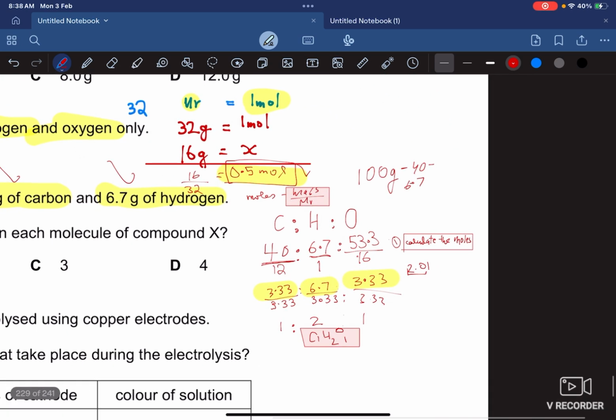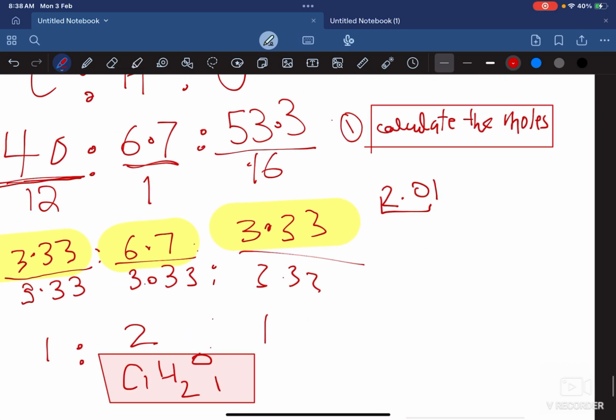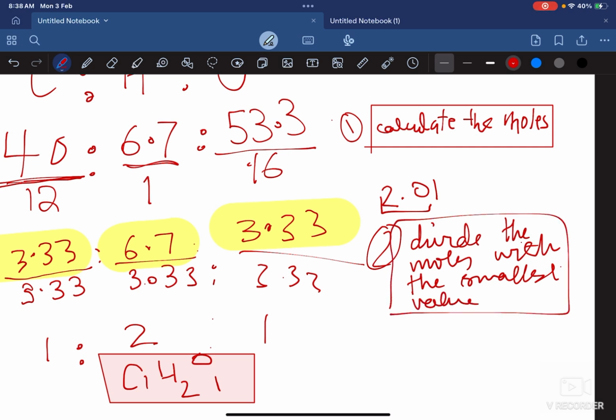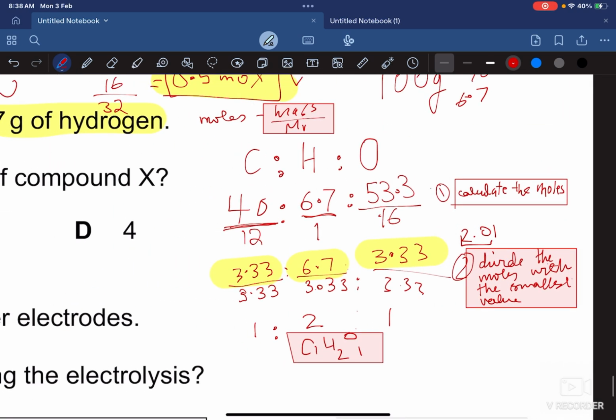Achha, yahan pe step 2 I forgot to write. Just write down step 2: divide the moles with the smallest value. देखिए इसमें हमारे पास स्मॉलेस्ट वैल्यू क्या थी, 3.3. Okay, we're done with step 1 and 2 and we have generated the empirical formula.